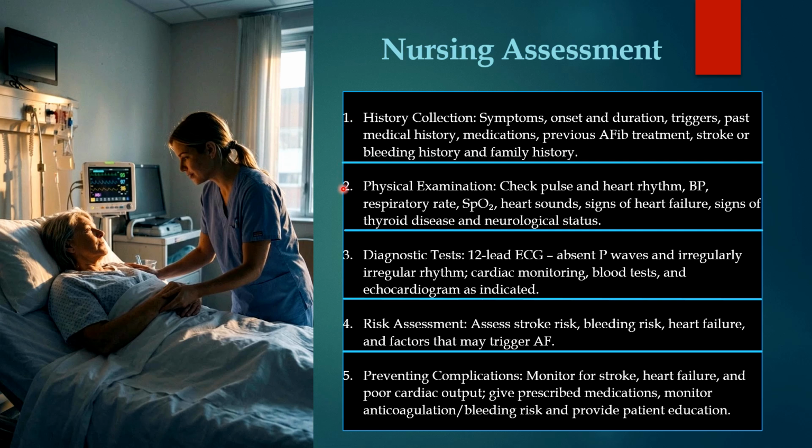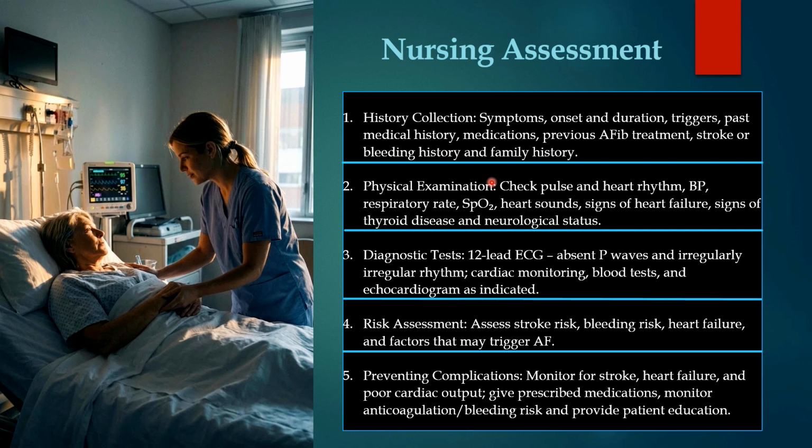The second step is physical examination. So check the vitals, check the pulse and heart rhythm. Always check both radial pulse and apical pulse. Radial pulse may be irregular and weaker because some heartbeats do not produce a strong peripheral pulse. Apical pulse gives the true ventricular heart rate.